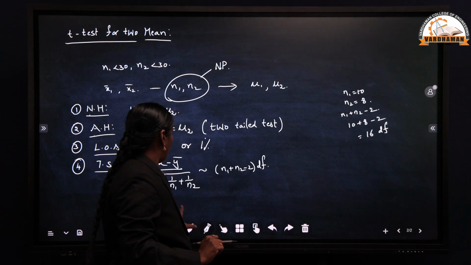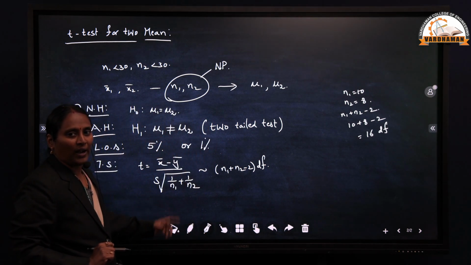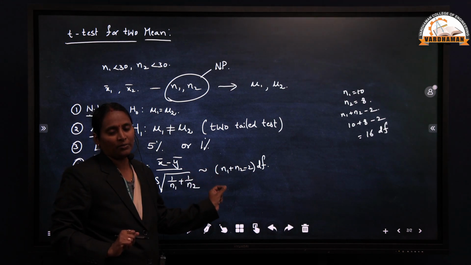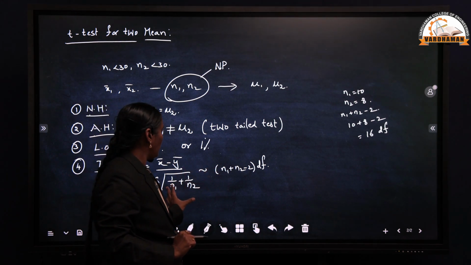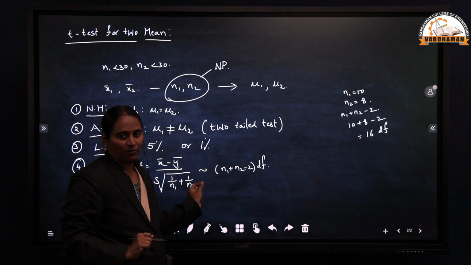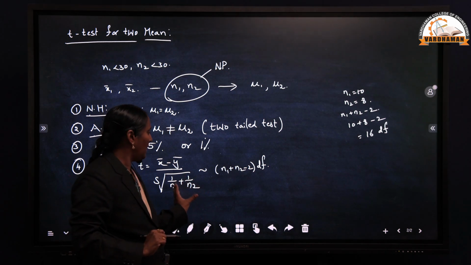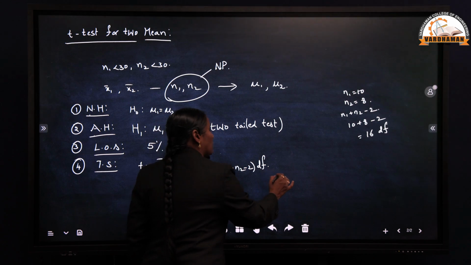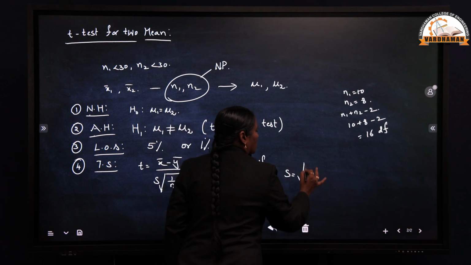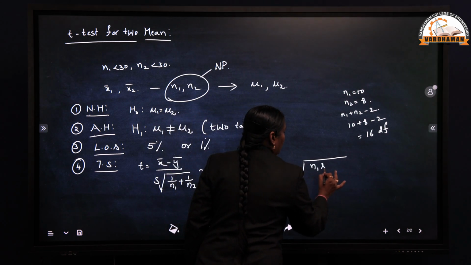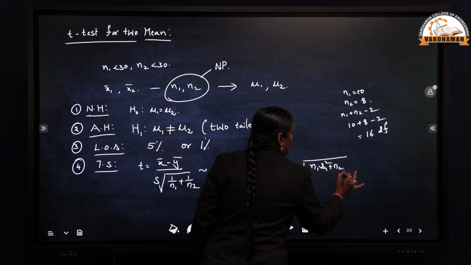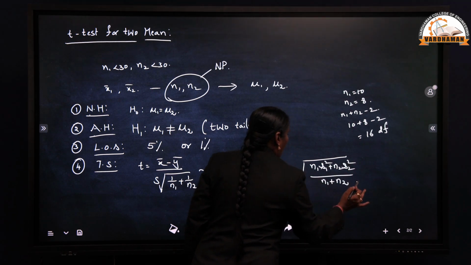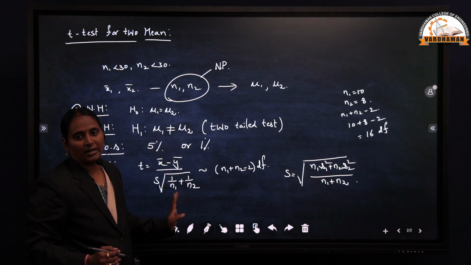So now this is about our test statistic, and we should find out the value of S. Suppose for the given problem, if we have the value of S directly, we are going to substitute that value. If the value of S is not there, it means that we are having the observations of two sample sizes. We would like to find out S equals square root of (n1 s1 square plus n2 s2 square) by (n1 plus n2). This value we are going to substitute in the test statistic t.